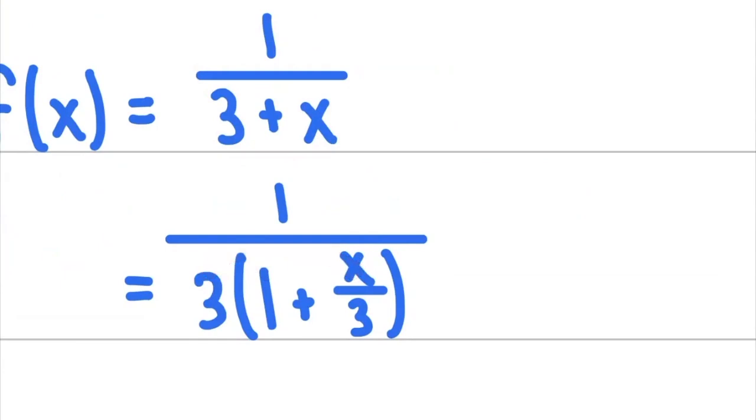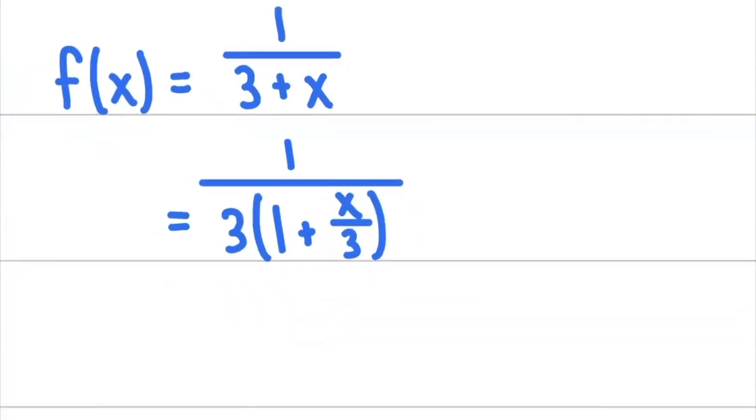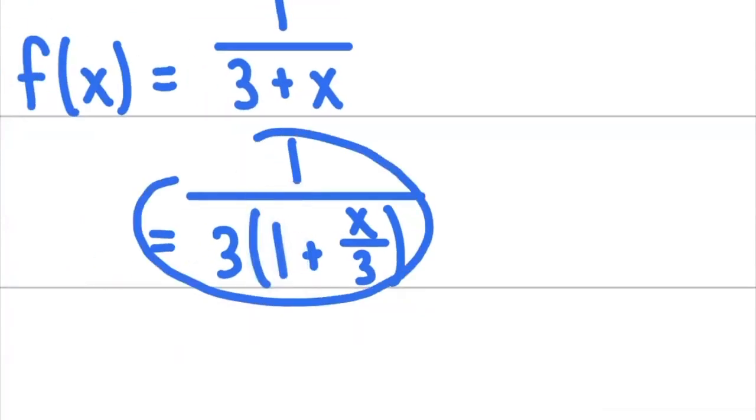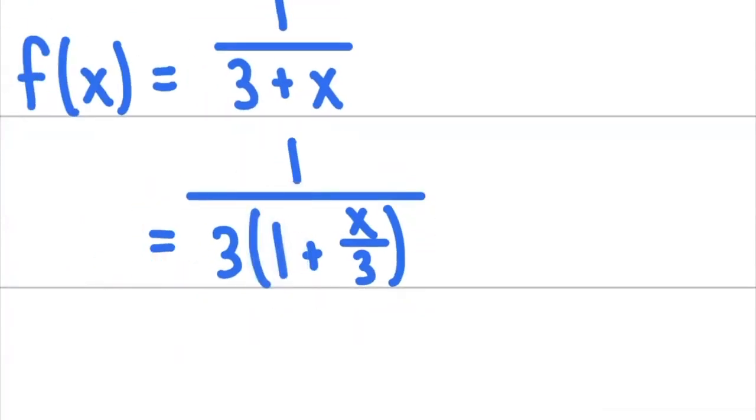But now the issue is how do I make this a minus? So, any ideas? What do you think? 1 minus negative x over 3. Yes, exactly. We can write that positive as a double negative.